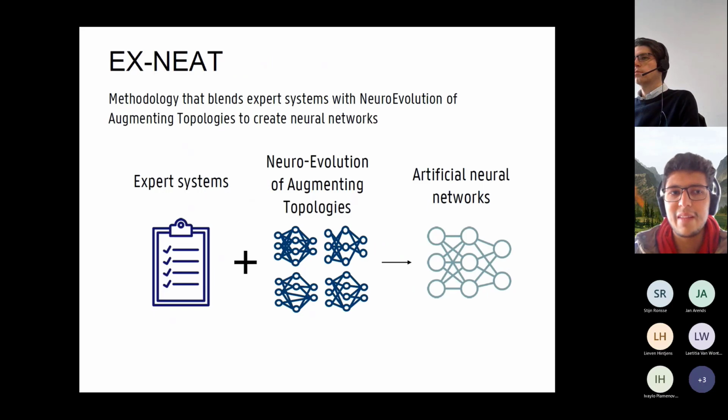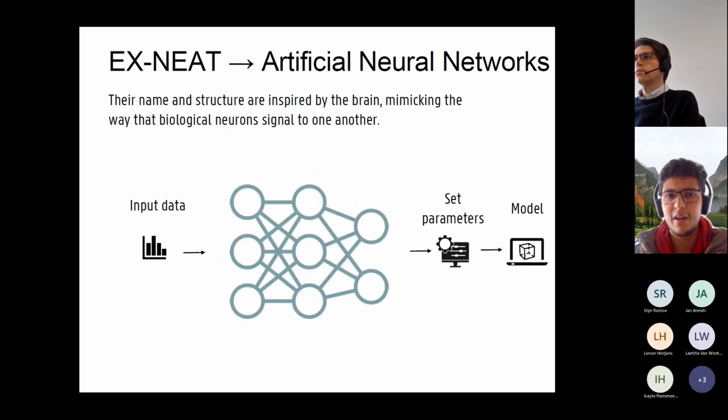So that's the reason why we created the XNIT methodology. That is a methodology that blends expert systems and neuroevolution of augmenting topologies to create neural networks. I know that sounds really, really specific, probably. So I'm going to go into detail one at a time, and I'm going to start with the core of the methodology.